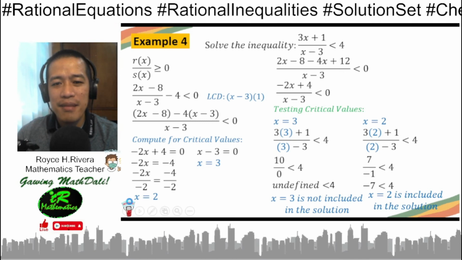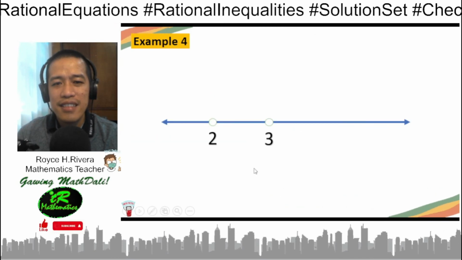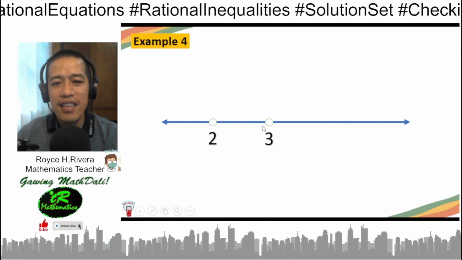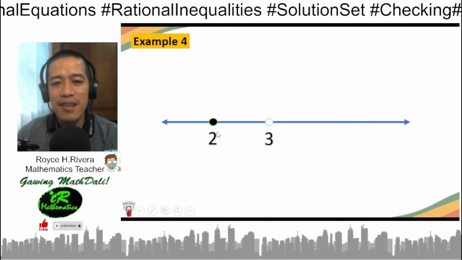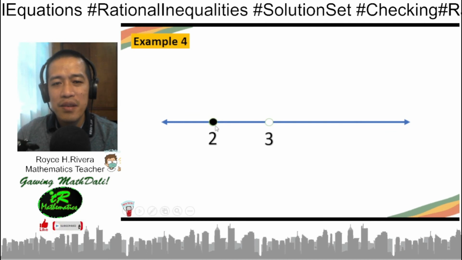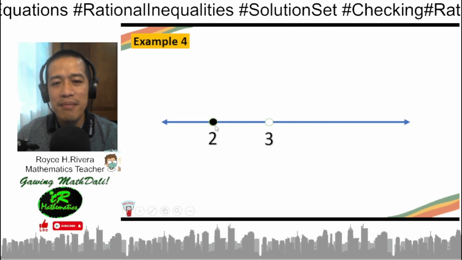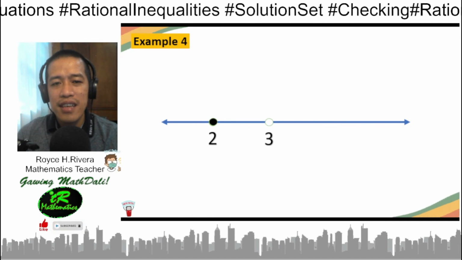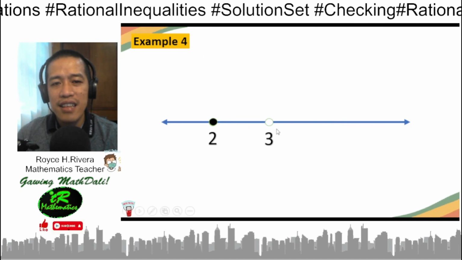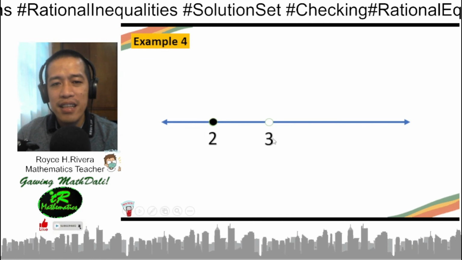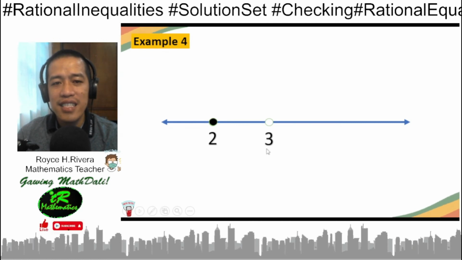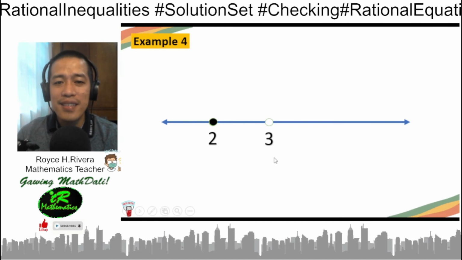Balikan natin ang number line. So, ang 3 is not included and 2 is included. So, we will block in the point representing 2 and leave the hollow point representing 3 as 3 is not included in the solution.